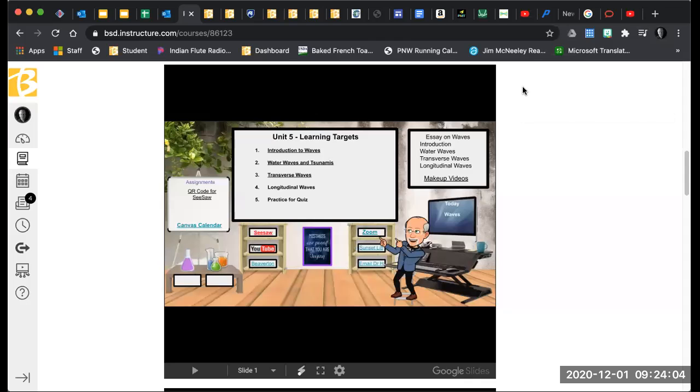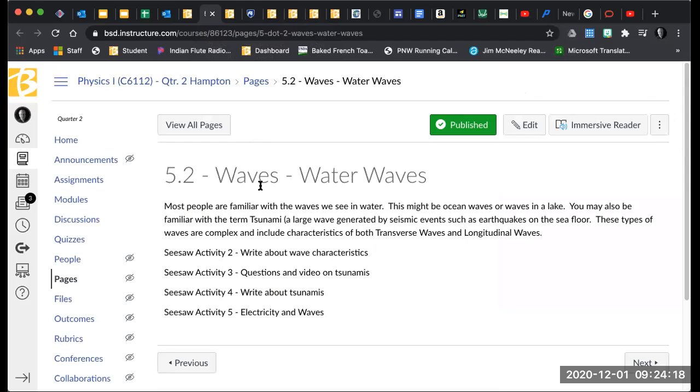All right. We are in our second day of work on our new unit on waves. And so today we're going to be working on water waves and tsunamis. Where we're going to be today is waves and water waves. We have several activities we're going to be working on related to this, and several different Seesaw activities. Today, you're going to be working on two of those activities, activity 2 and activity 3. So let's go talk about tsunamis and waves a little bit.